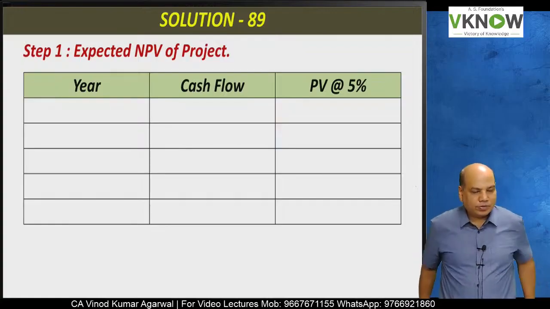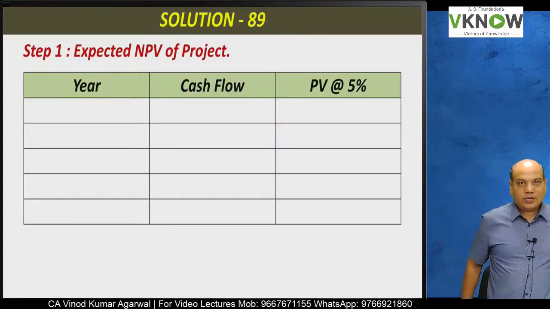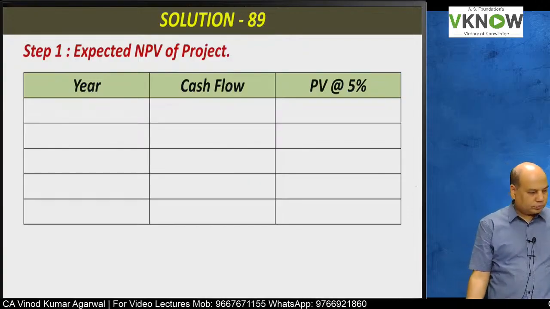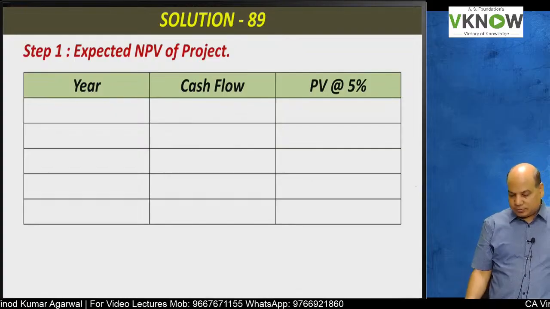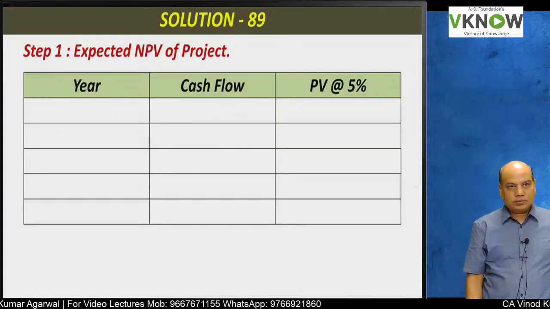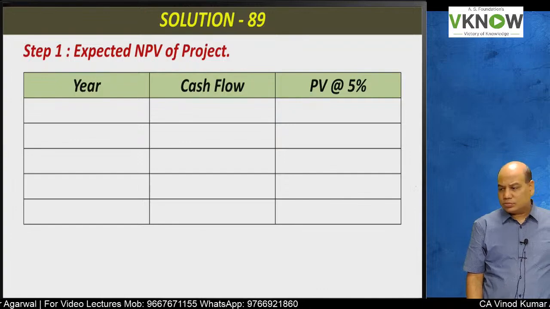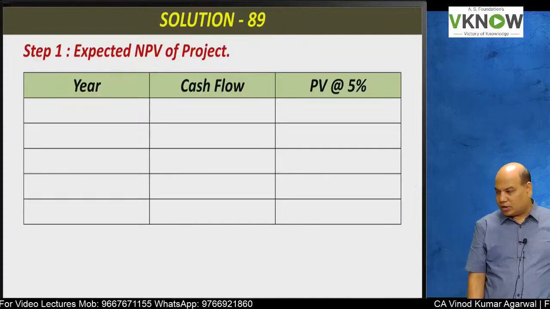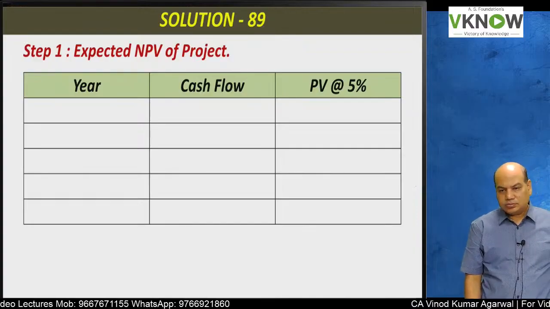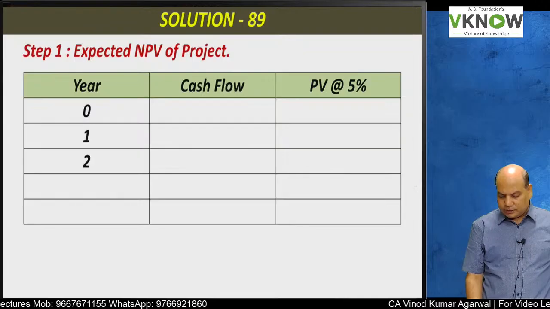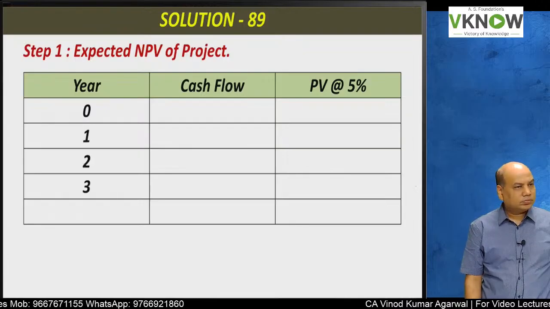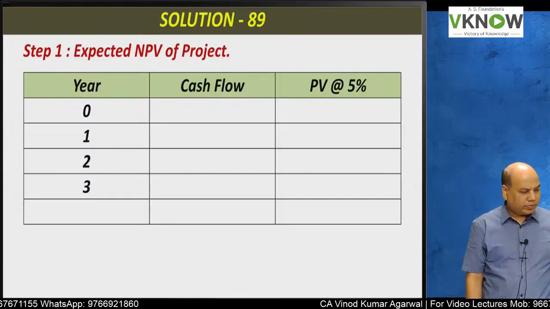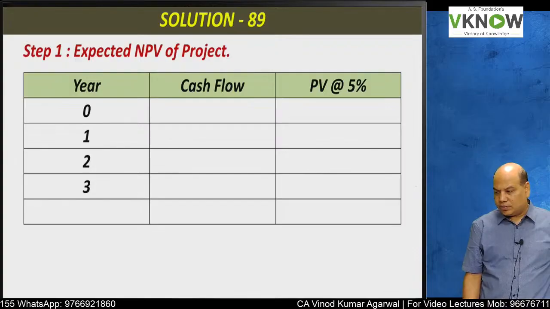Draw 3 columns. First column write year. Second column cash flow. Third column present value at the rate 5%. Year 0, 1, 2, 3.